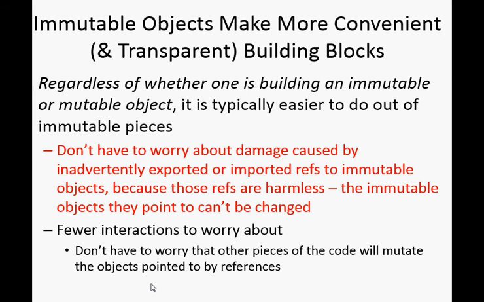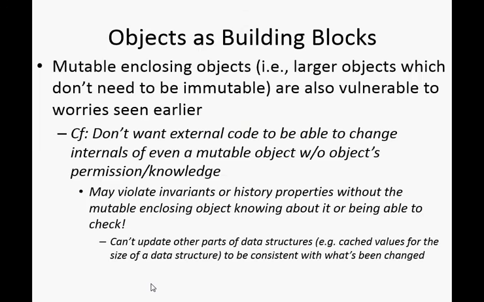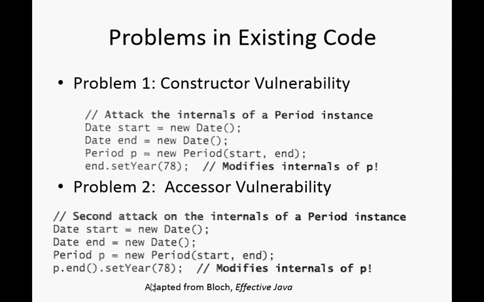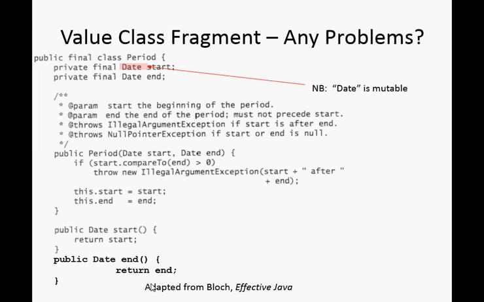Okay, now it turns out that if you're building things out of immutable objects, they're more transparent. Why is that? Suppose now that instead of dealing with this where we have date here, we have immutable date. Immutable date. It's a reference to an instance of a class that cannot be changed. Once created, it can never be changed again.